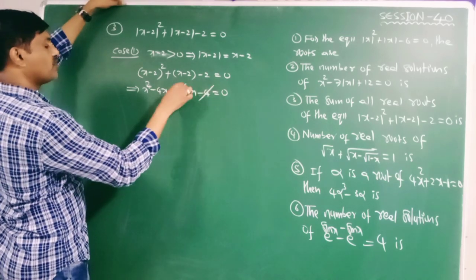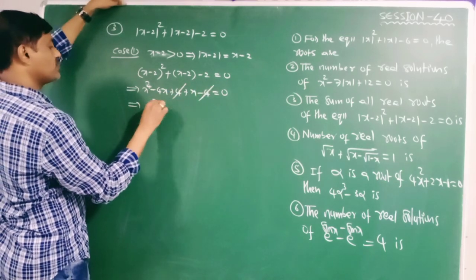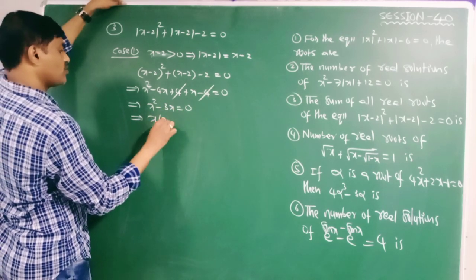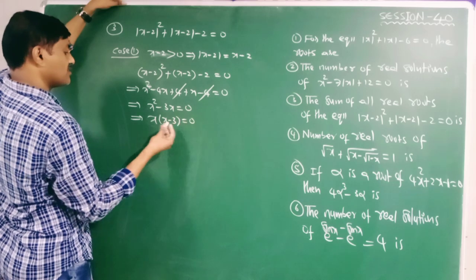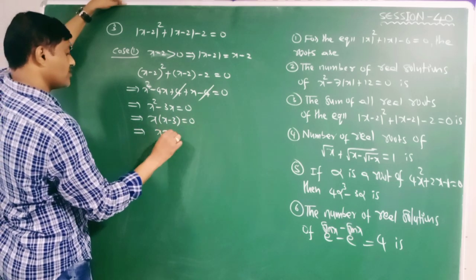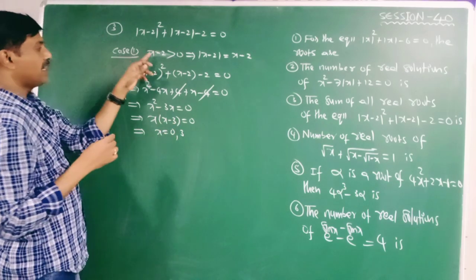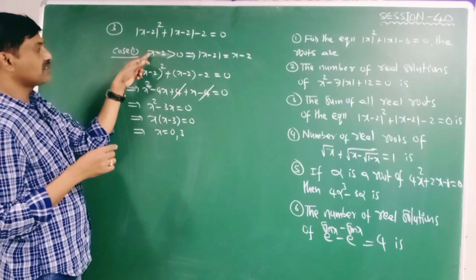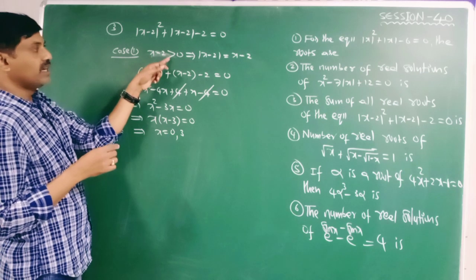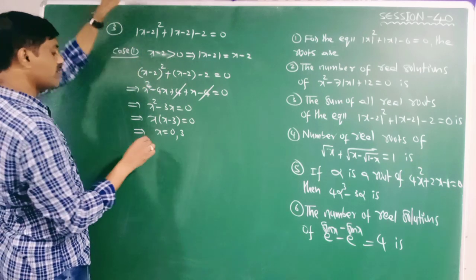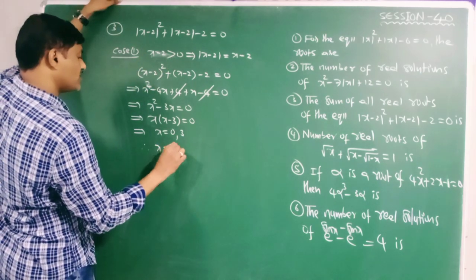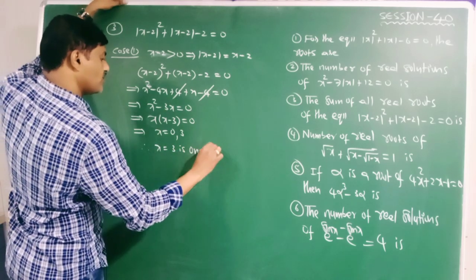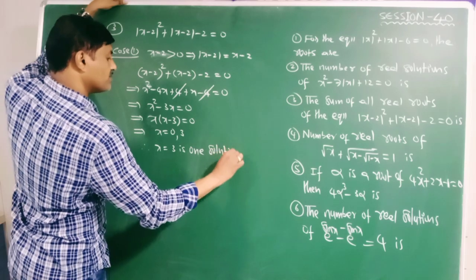Now minus 4 plus 4 cancel, so x square minus 3x is equal to 0. Here x is common, x into x minus 3 is equal to 0, so we are getting x is equal to 0, 3. But x minus 2 is always positive. If you keep x is equal to 0, 0 minus 2, is it greater than 0? No. Therefore, x is equal to 3 is one solution.